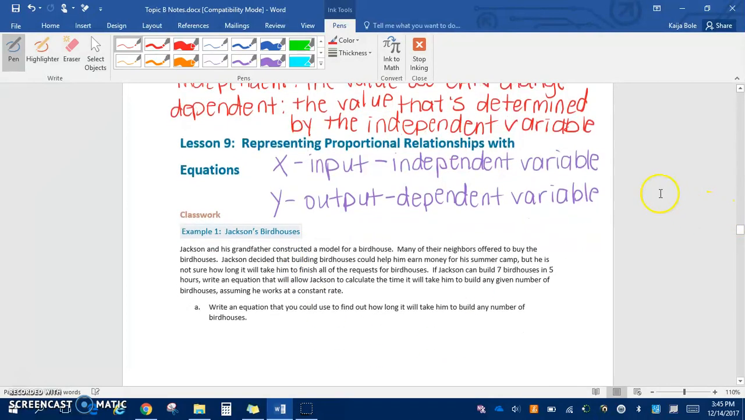So if we look at the first example here, it says Jackson and his grandfather constructed a model for a birdhouse. Many of their neighbors offered to buy the birdhouses. Jackson decided that building birdhouses could help him earn money for his summer camp, but he is not sure how long it will take him to finish all of the requests for birdhouses. If Jackson can build 7 birdhouses in 5 hours, write an equation that will allow Jackson to calculate the time it will take him to build any given number of birdhouses, assuming he works at a constant rate.